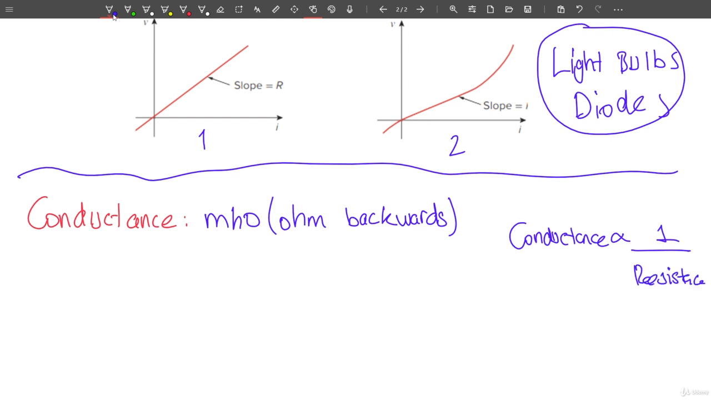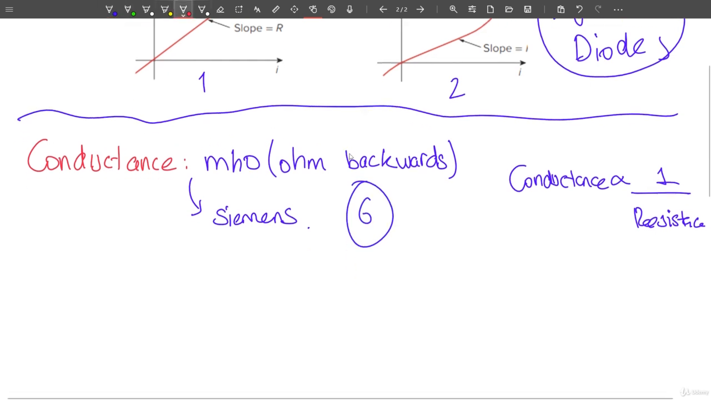Additionally to this information, conductance also has another unit called Siemens. And also conductance is denoted by G. So we can actually say G is equal to 1 over R.